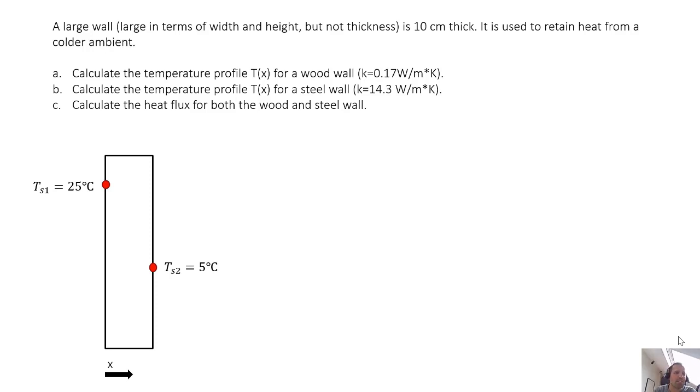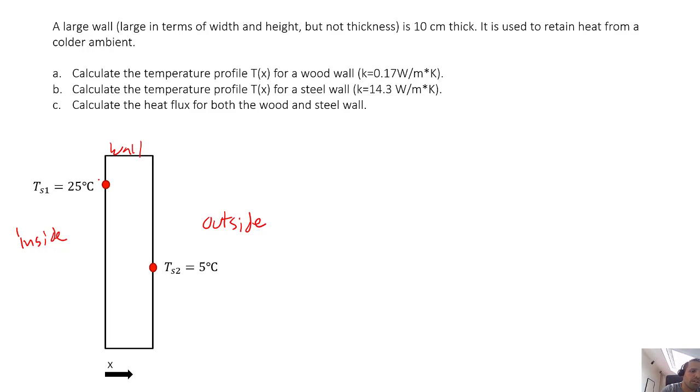This problem states that a large wall is 10 centimeters thick and it's used to retain heat from a colder ambient. So think of this as being inside a wall. Here's a cross section of the wall, and here is outside. The inner surface temperature of the wall is 25 degrees C, and the outer surface temperature of the wall is 5 degrees C. So there's a 20 degrees C difference between inside and outside.